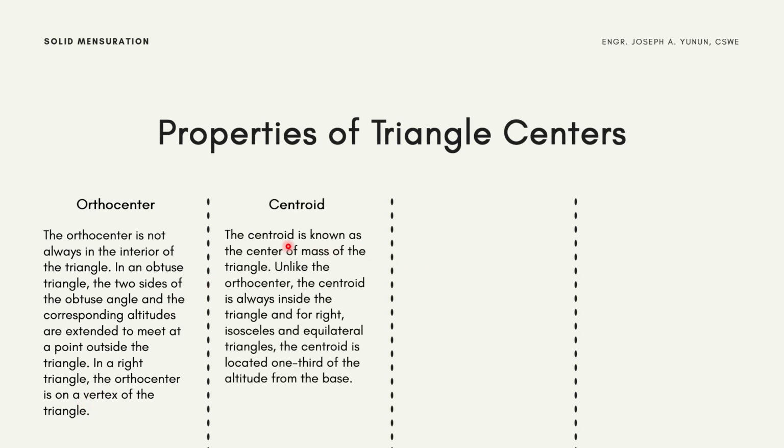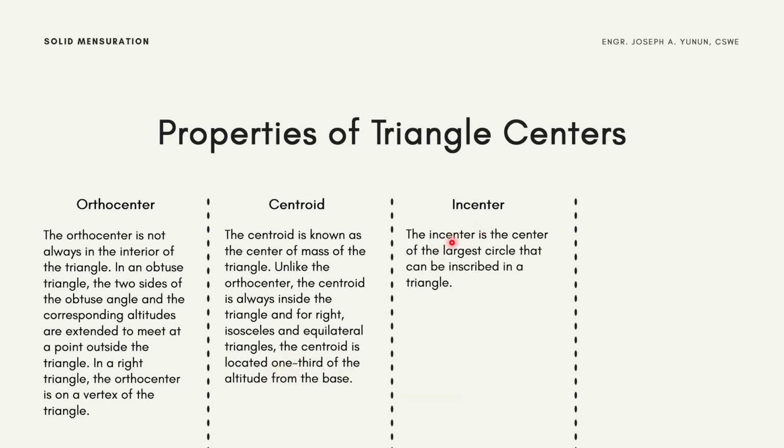The centroid is known as the center of mass of the triangle. Unlike the orthocenter, the centroid is always inside the triangle. And for right, isosceles, and equilateral triangles, the centroid is located 1/3 of the altitude from the base. So probably this is another fact and can be used as a given.